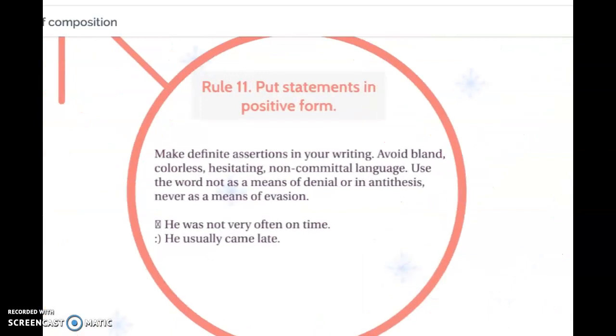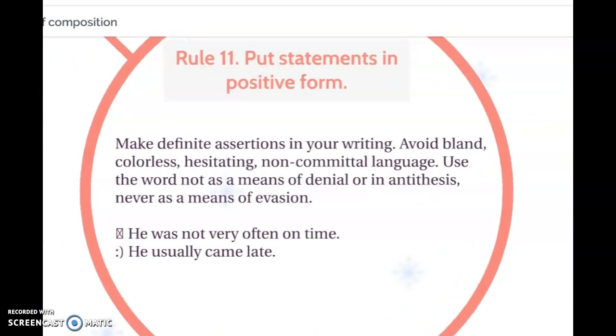Also remember, use positive statements. Make definite assertions in your writing. Avoid bland, colorless, hesitating, non-committal language. Use the word not as a means of denial or antithesis, never as a means of evasion. So you may say, he was not very often on time. He usually came late. Okay? Instead, denying actually makes it more difficult to understand. Try to use a much more direct approach and use it in positive form.